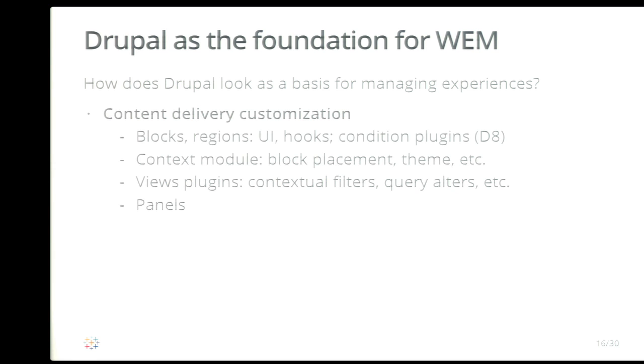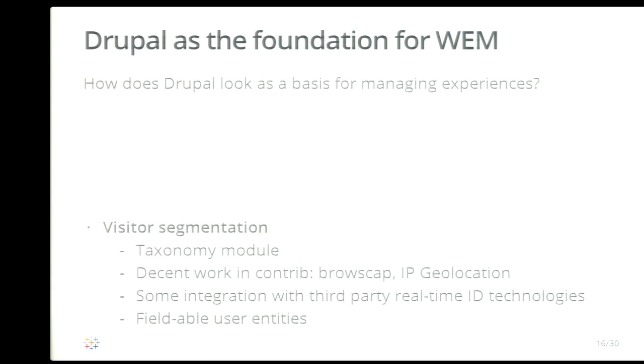If we take a look at Drupal specifically, I think in terms of personalizing content delivery, we're actually doing pretty well. We have a lot of ways that we can build layouts, a lot of ways that we can display content. We have blocks, we have regions, we have the context module, display suite, panels. We can alter the types of content and how they're displayed very easily. That's a very, very core part of Drupal, and I think we're doing great. In terms of visitor segmentation, we're pretty good. We could do way better, but at least we can throw fields on a user. We can add a taxonomy term reference to a user and know that this user corresponds to this taxonomy term. That's pretty powerful.